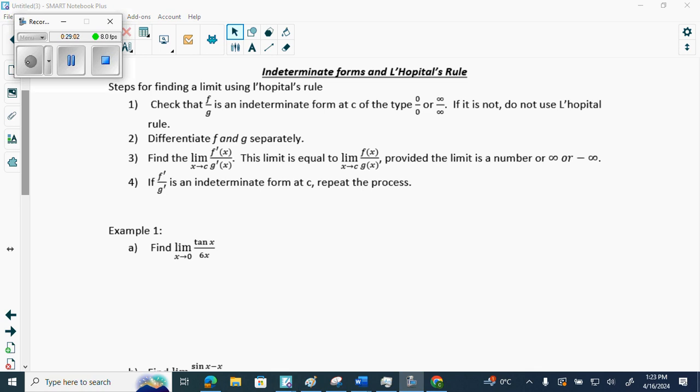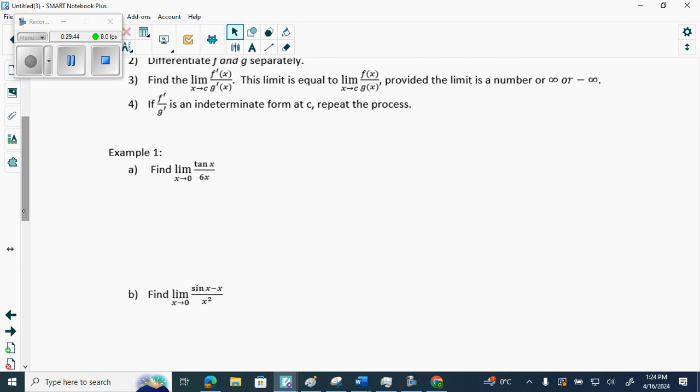Okay. Differentiate f and g separately. So the biggest error that happens here is people think they need to do the quotient rule. Did I tell you to do the quotient rule because it's division? No, you differentiate the top, you differentiate the bottom, poof, fill in. Then it says, find the limit as x approaches c of the two derivatives. If f prime over g prime is an indeterminate form, so when you find the first derivative of both and plug it back in, you still get 0 over 0, or a division by 0, you just do it again. You differentiate the top again, differentiate the bottom again, until you can fill it in where that problem doesn't happen. Okay?